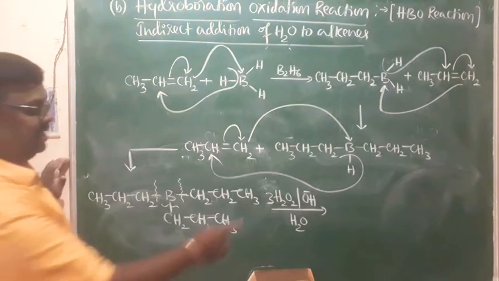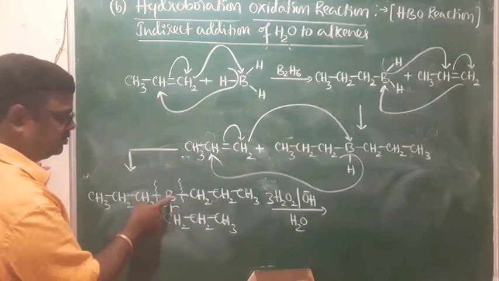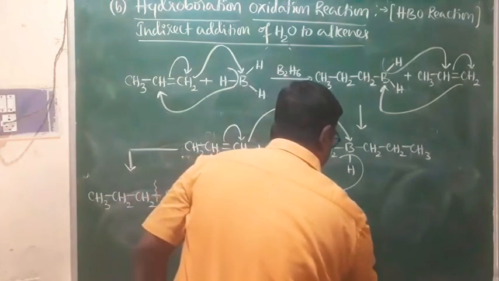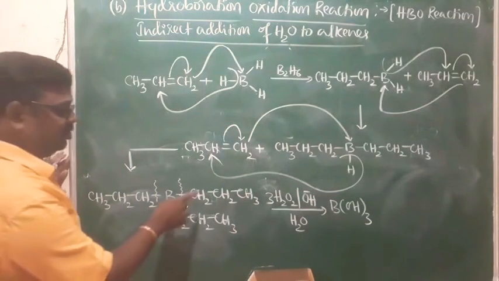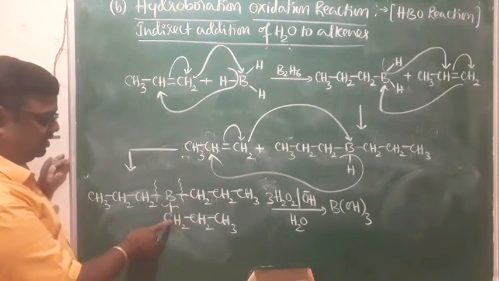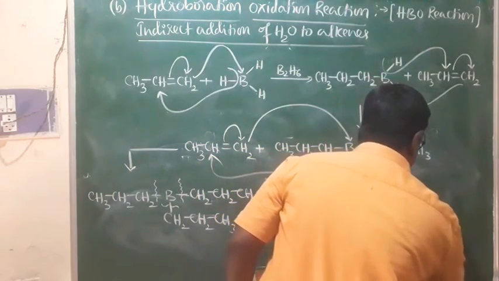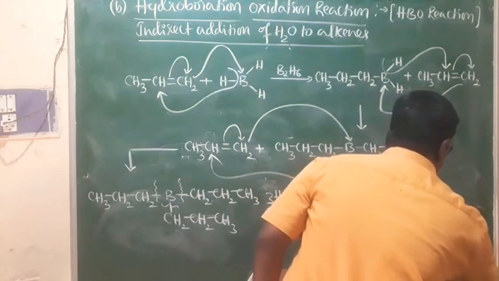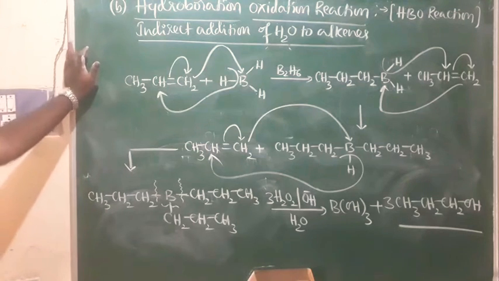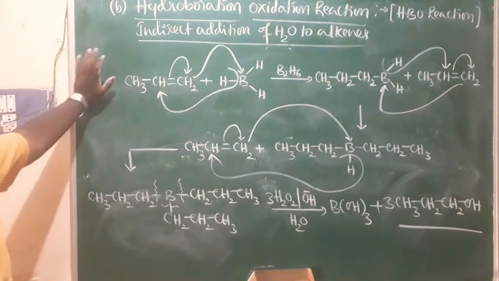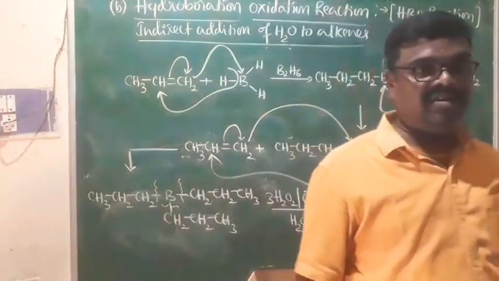So the 3 H2O2 gives 6 OH groups. Out of 6 OH groups, 3 OH groups are connected to B, and it is B(OH)3, boric acid. Now the remaining 3 OH groups: 1 OH group to this, another OH group to this, one more OH group to this. Therefore plus 3 times CH3, CH2, CH2OH. This is what we call indirect addition of water across the double bond, and that is what we call the hydroboration oxidation reaction.